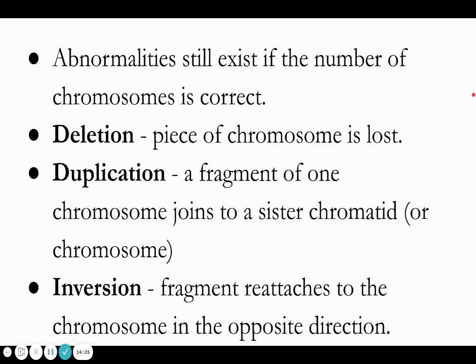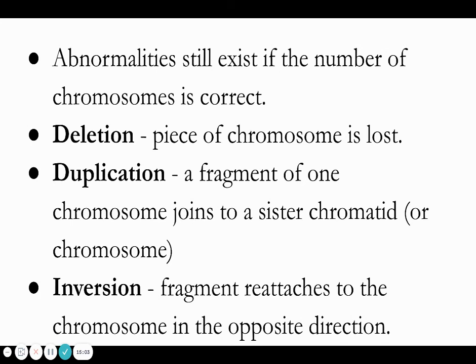So that was non-disjunction, when a whole chromosome doesn't separate out. But there are conditions in which you are missing or you have extra pieces of chromosome. So it's not the whole chromosome, it's pieces of the chromosome that have some issues. So in deletion, you lose a piece of the chromosome. The most famous of that is there's a chromosome number 5. There's a deletion that can occur in one of the arms of the chromosome, and it results in something called Cri du chat, which means cry of the cat. And so there are conditions that are associated with these specific deletions.